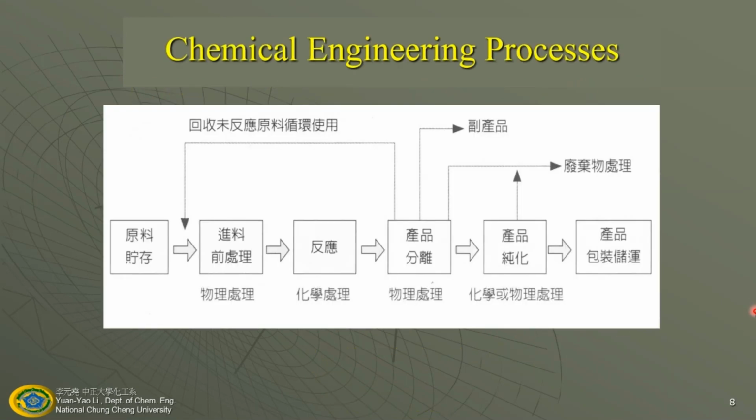Right. So these are the basic chemical engineering processes. For example, you need to store the raw material, right? And you need to pre-treat the raw materials, and you put the raw material into the reaction. This is the chemical process, right? And once you get reaction, you might not have 100% conversion rate. So you might have 80% products, 10% byproducts, and 10% raw material.